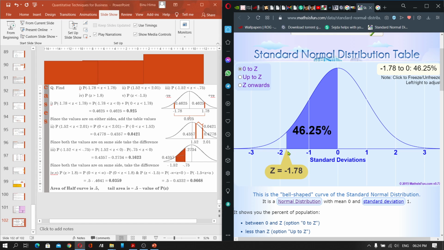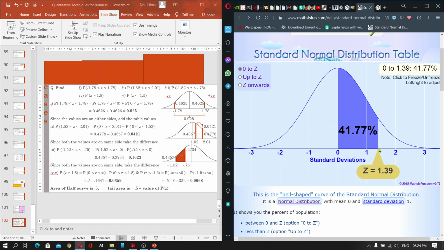Remember, if I show the next one, this color will be gone. So from this point to this point is 0.4625 or 46.25. So I am going for the next one, positive 1.78. See, here also the value will be the same. In the question you are asked to find the area covered between minus 1.78 and plus 1.78. So if you add these two areas, you will exactly get the value as 0.925. That was the concept I asked in the question.